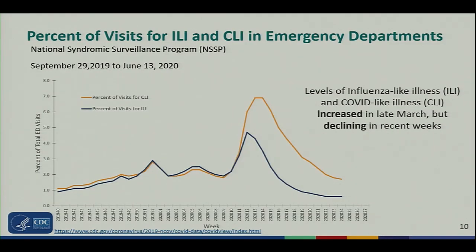Visits to emergency departments are monitored through the National Syndromic Surveillance Program, or NSSP. To track trends, visits for influenza-like illness, ILI, or COVID-like illness, CLI, are monitored in a subset of emergency departments in 47 states. In the week ending June 13th, 1.7% of emergency department visits captured in NSSP were due to CLI, and 0.6% were due to ILI. Levels of both ILI and CLI increased in late March and then declined.